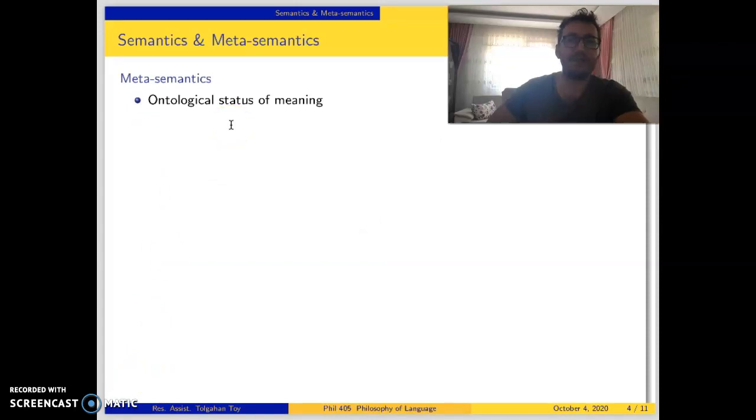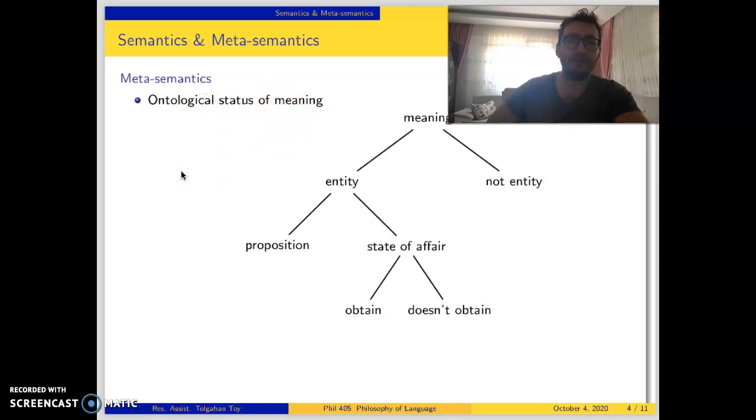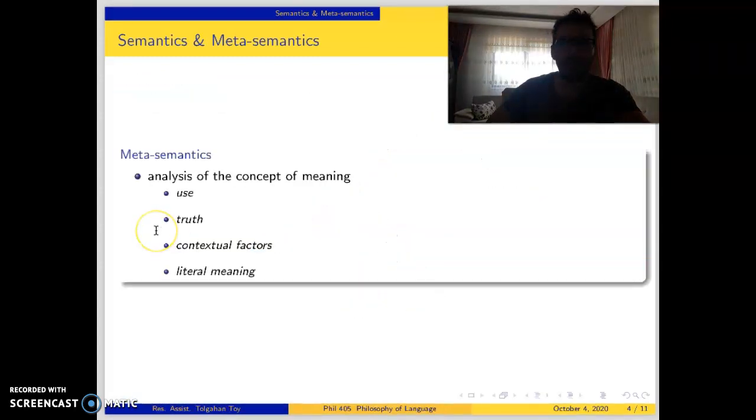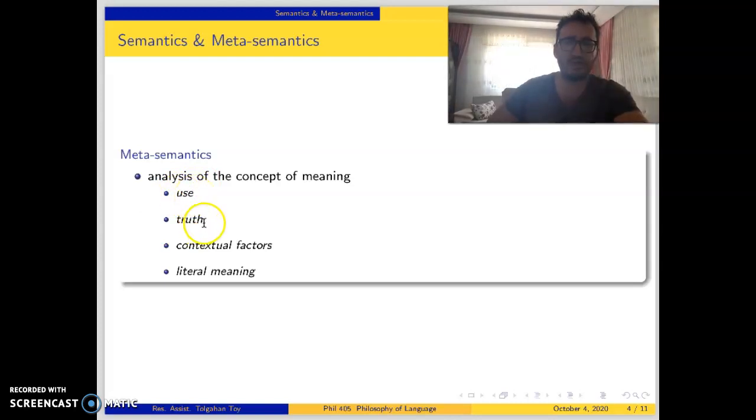But in metasemantics, we are interested in meaning itself, like the ontological status of meaning, whether meaning is an entity or not. If it is an entity, is it a proposition or a state of affairs? If it is a proposition, it may be true or false, and similarly, if it is a state of affairs, it may obtain or may not obtain. If it obtains, for example, let's say the meaning of "snow is white" or "Socrates is a philosopher" is an entity, and that is a state of affairs, then if it obtains, it is a fact. If it does not obtain, then it is merely possible. Metasemantics is also interested in the analysis of the concept of meaning, its relation to use in communication, its relation to truth, contextual factors, and literal meaning.